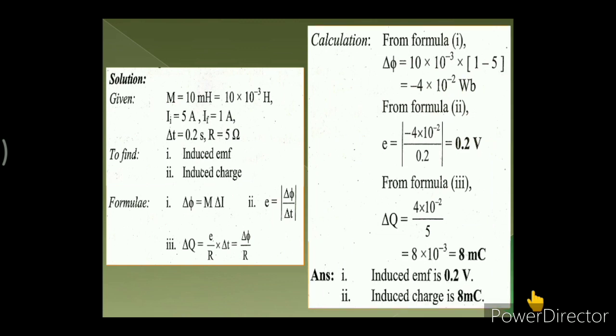And finally we can write down our answer: the EMF induced in the other coil when the current changes from 5 ampere to 1 ampere in 0.2 second is 0.2 volt, and the induced charge in a coil of resistance 5 ohm is 8 millicoulomb.